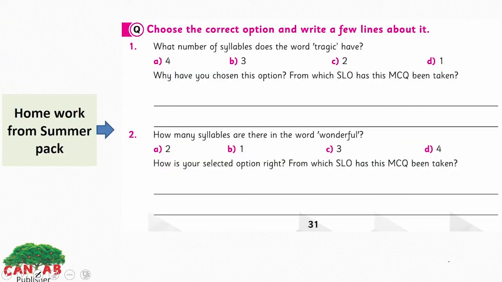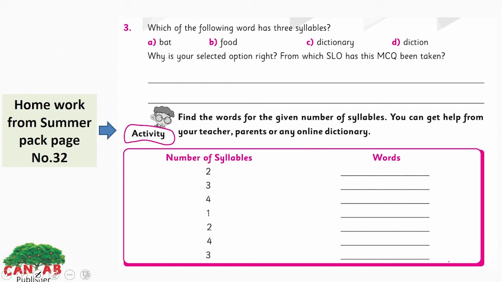This is your homework from Summer Pack, page number 31. Choose the correct option and write a few lines about it. This is also your homework from Summer Pack, page number 32. We also have an activity here. Find the word from the given number of syllables. You can get help from your teacher, parents, or any online dictionary.